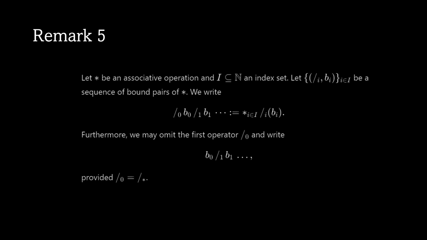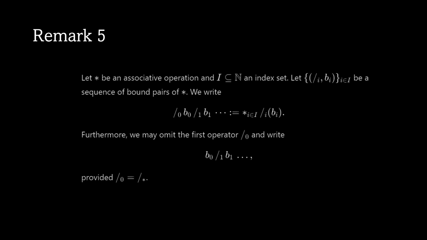So let star be once again an associative operation and I a subset of N an index set. Now in the last theorem I should clarify that I was actually a proper subset of N, which means it's not infinite, as anything can actually happen when you're rearranging infinite sequences, so that theorem doesn't apply, but you don't have to worry too much about that. But in this case we might be working with an infinite sequence, so I could indeed equal N. Anyway, we're once again going to consider this sequence of bound pairs. So we have pairs slash sub i and b sub i for all the i in the index set.